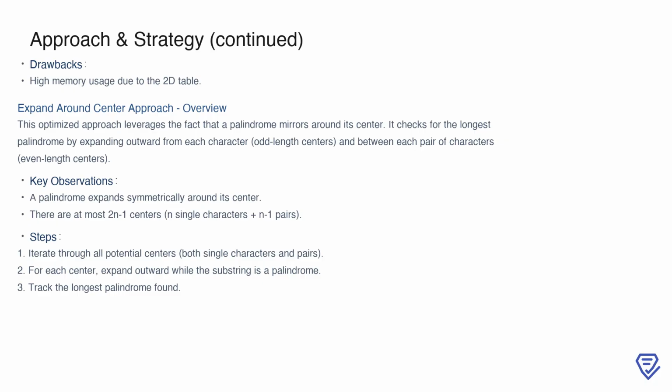The steps involve iterating through all these centers and expanding outward as long as the substring remains a palindrome. During this expansion, we compare the current palindrome's length to the longest one found so far and update accordingly. This approach avoids the need for a table, focusing solely on the structure of palindromes.